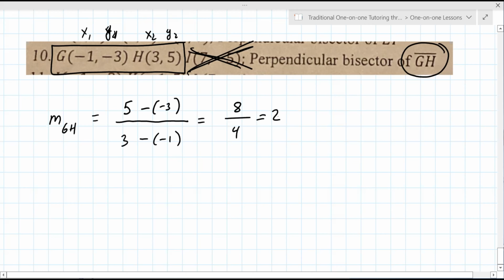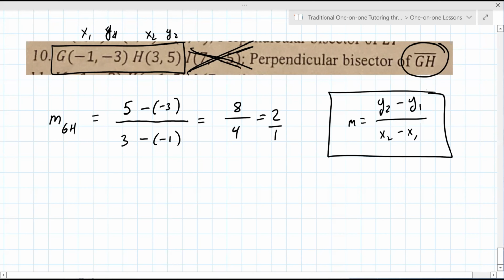So that one's y2 minus y1 over x2 minus x1. Let me write it out for you. But yeah, you have to know this formula. You have to be able to roll out of bed and know it. All right. Equals y2 minus y1 over x2 minus x1.